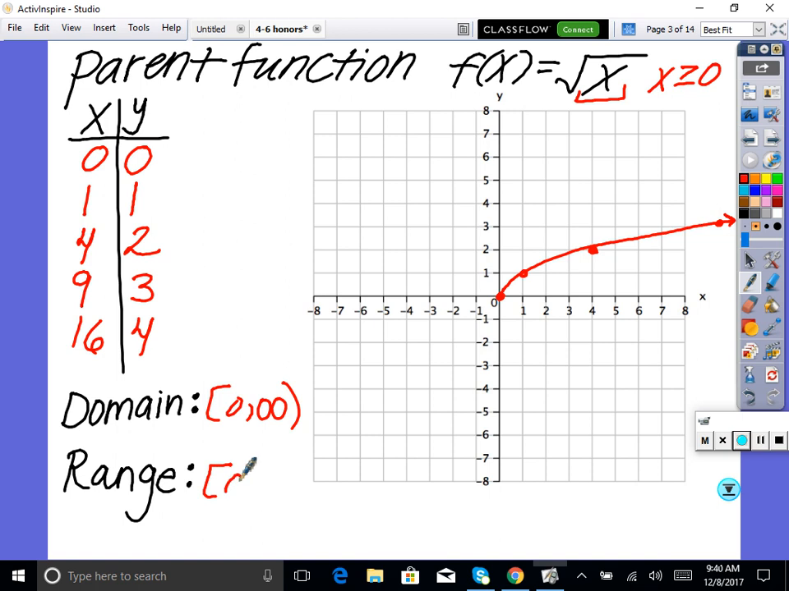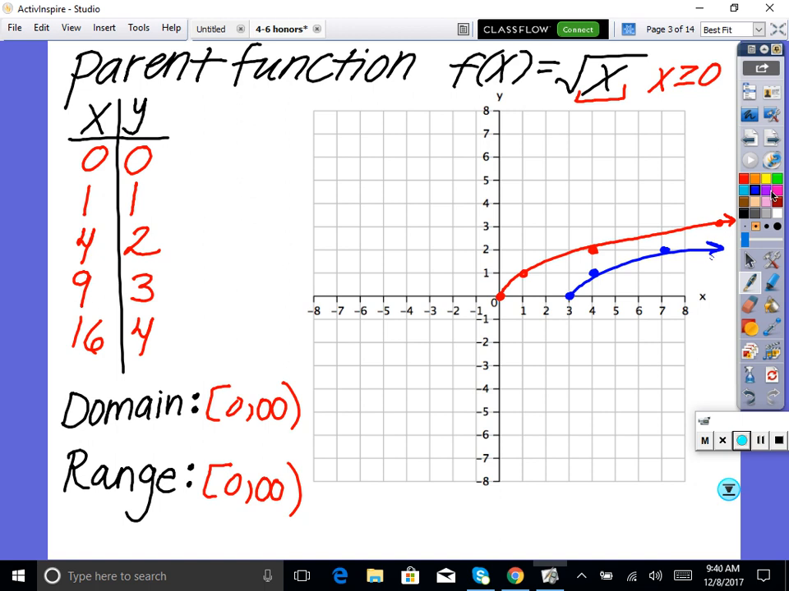Good. So now all we're going to do, you guys, is take those points and shift them from the parent function. If I said right 3, that would take all these points and shift them right 3. Does everybody see? So it looked like that, right?